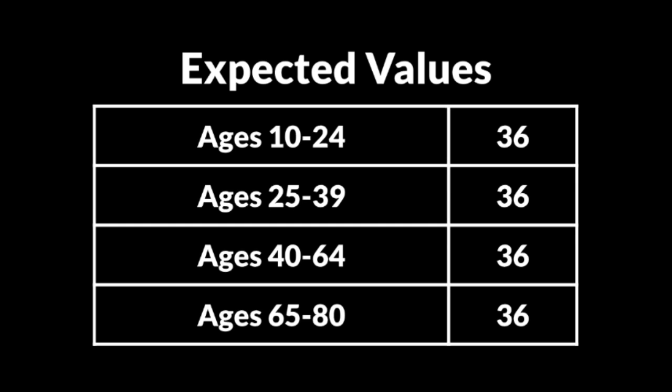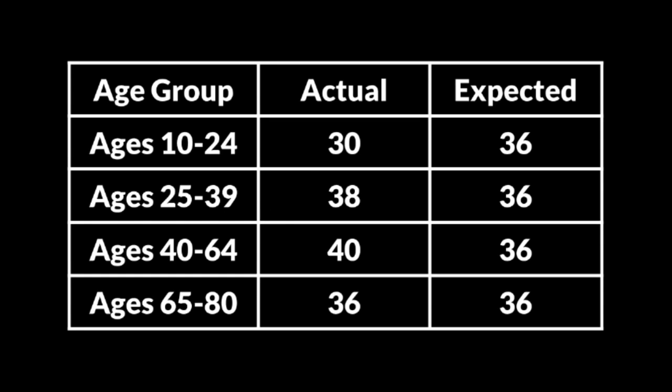So for each age group, 36 is the number of people you'd expect to answer yes to the question, if the null hypothesis were true. So let's make a table of the list of the age groups, the actual responses we got, and the expected ones we would get if the null hypothesis were true.